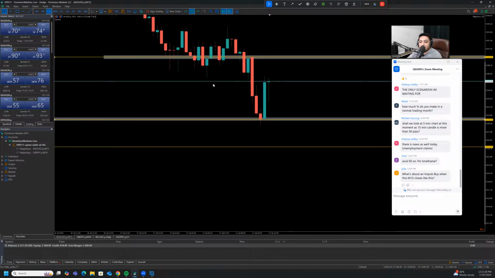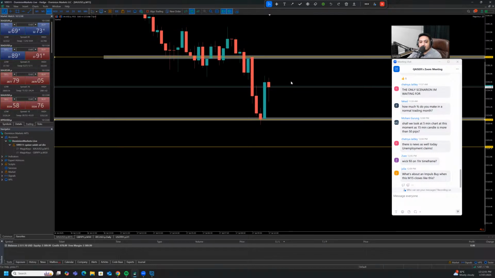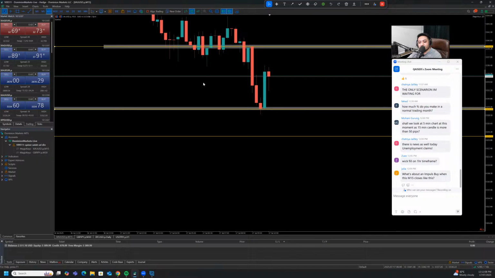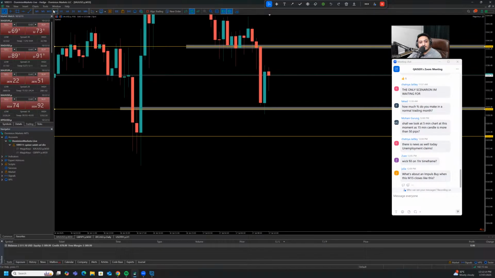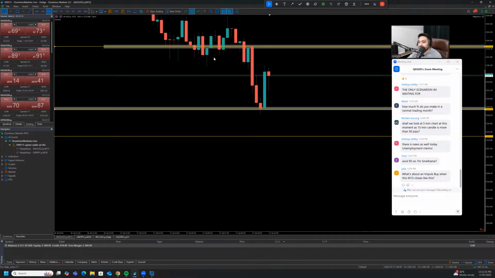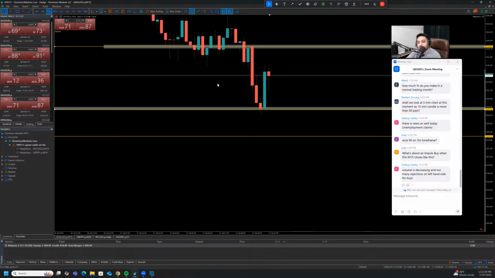What about an impulse buy when this 50-minute closes like this? I'm just not comfortable with the buys. What would you target here? Just not comfortable. There's 3 minutes left for the 50-minute candle to close, and I'm looking at this one. Volume is decreasing and there are too many rejections on the left hand side for buys.